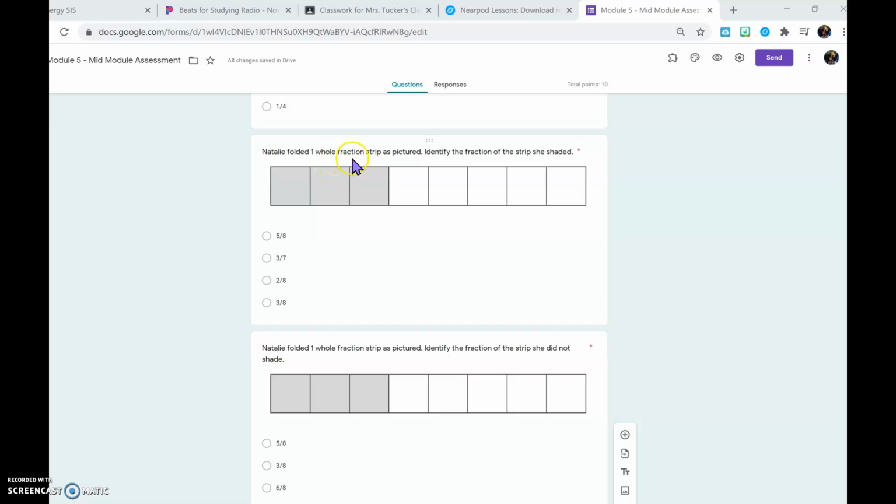Natalie folded one whole fraction strip as pictured. Identify the fraction of the strip she shaded. So you're looking at the shaded part and you're telling me the fraction that she shaded.